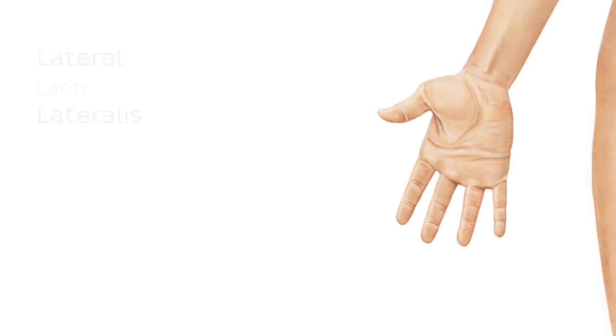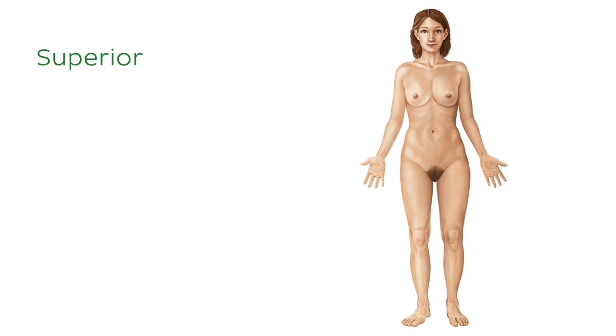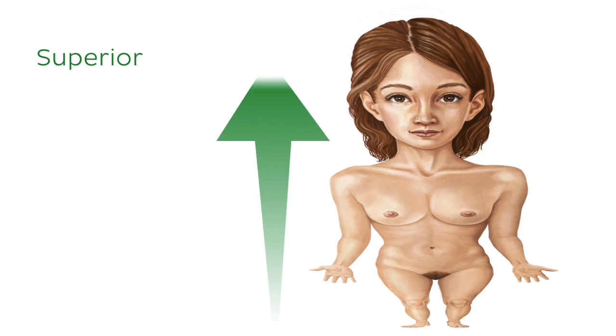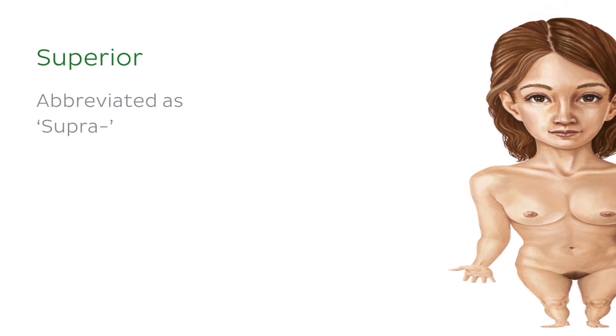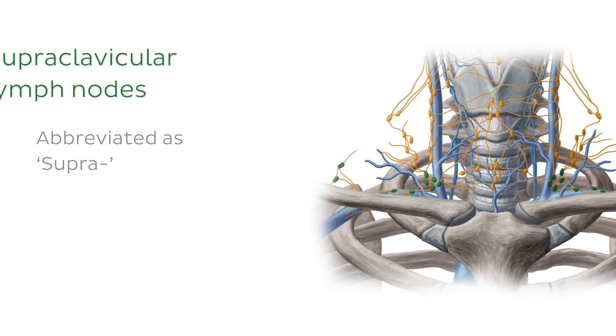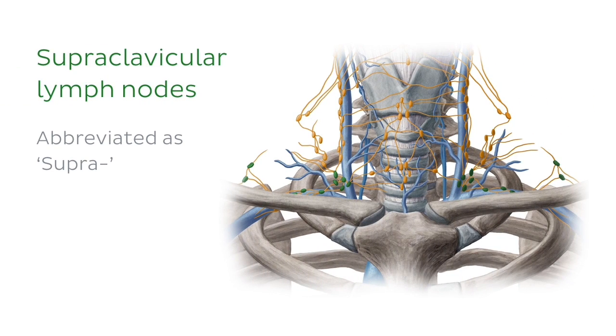Our next term, superior, is used to refer to upwards or towards the vertex or the top of the head. For example, we can say that the nose is superior to the mouth. You may often also see the term superior abbreviated to supra, for example, the supraclavicular lymph nodes, highlighted in green here, which are located superior to the clavicle.